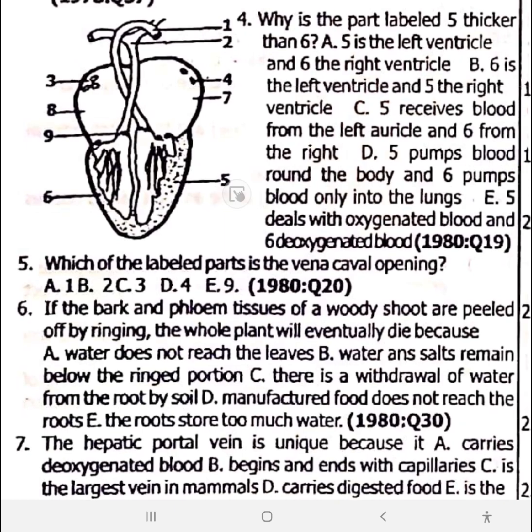Let's go back. Now, let's take down the diagram. This one here is called the aorta, AORTA. 2 is called the pulmonary artery. 4 is the opening of the pulmonary vein. 5 is the left ventricle and is the one that pumps blood around the body. 6 is the right ventricle. 7 here is the left auricle or the atrium. 8 is the right auricle or the atrium. 9 is the tricuspid valve.